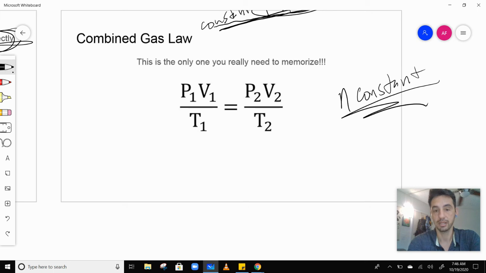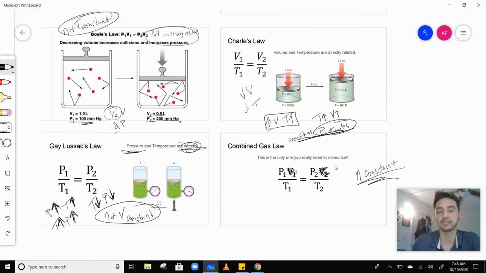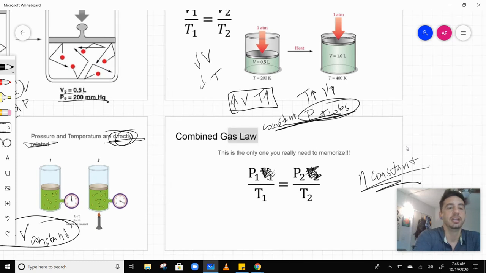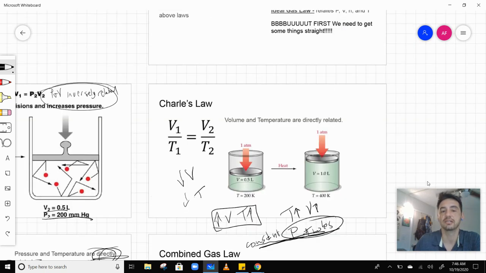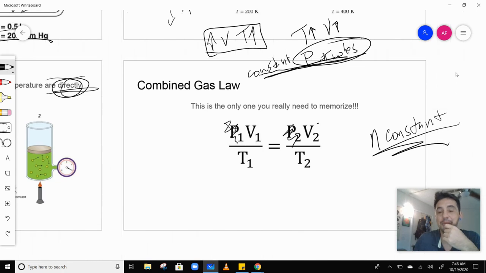Okay. If we keep, let's say, volume constant, that means those two are the same. We can ignore them. We get P1 over T1 equals P2 over T2, which is Gay-Lussac's law, right? And if we keep pressure constant, we can ignore pressure here. And now we get V1 over T1 equals V2 over T2, which is Charles' law. Pretty cool how that works, right? That's the only one you really need to memorize.